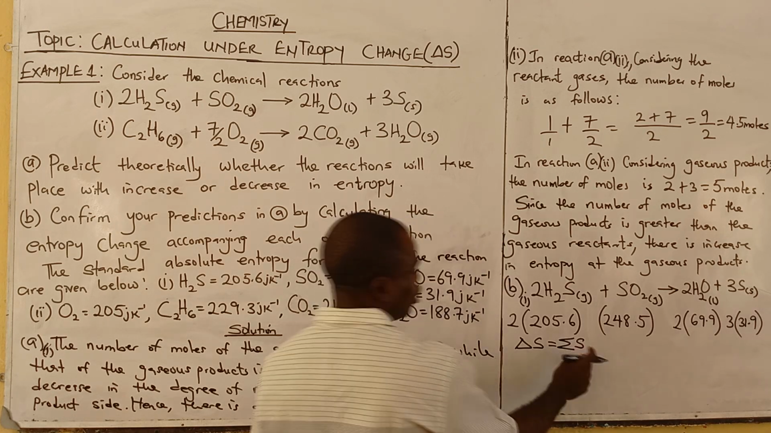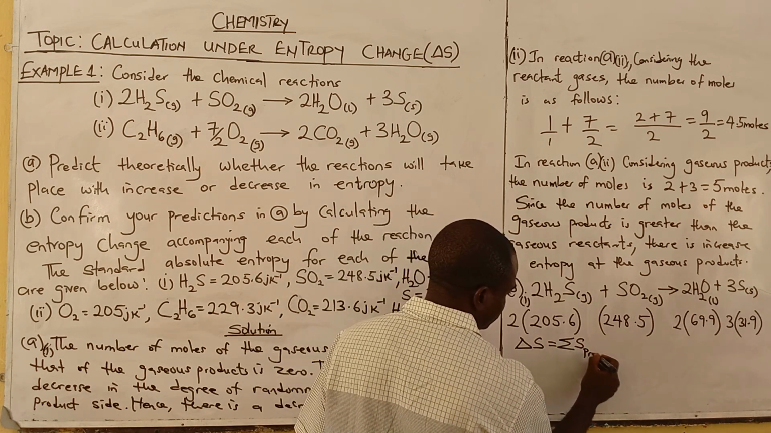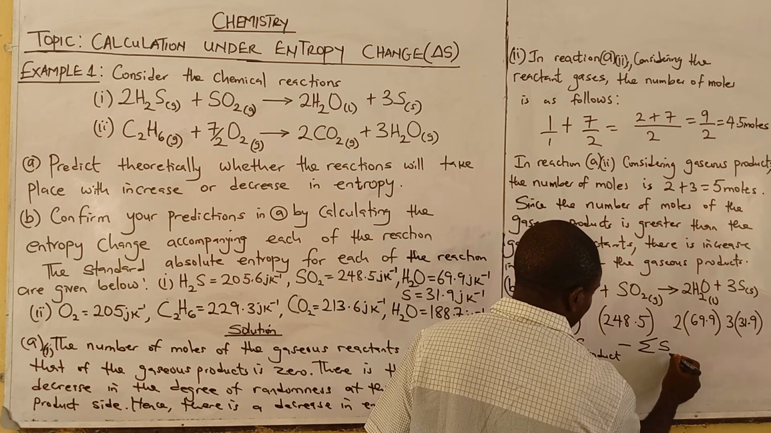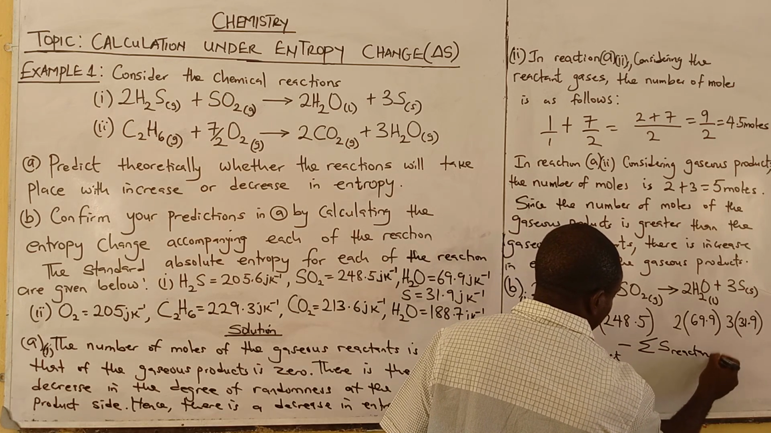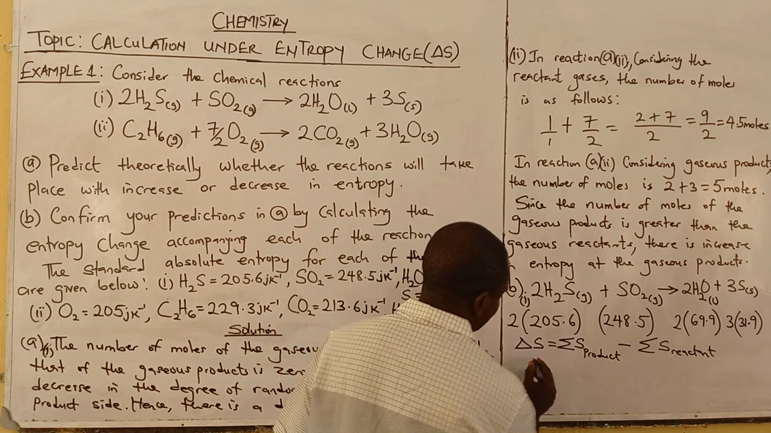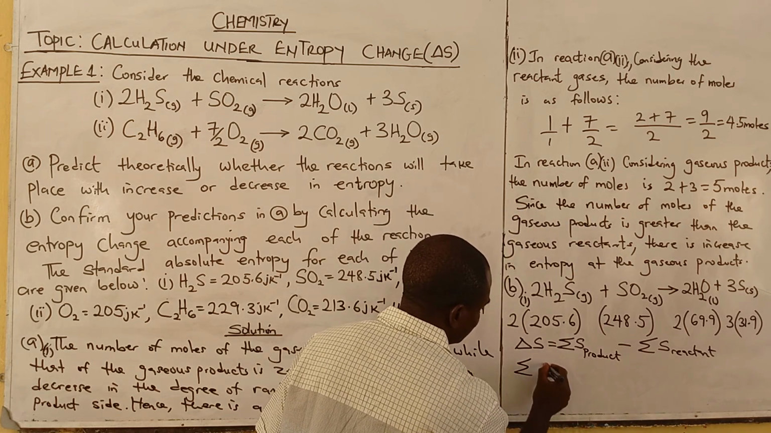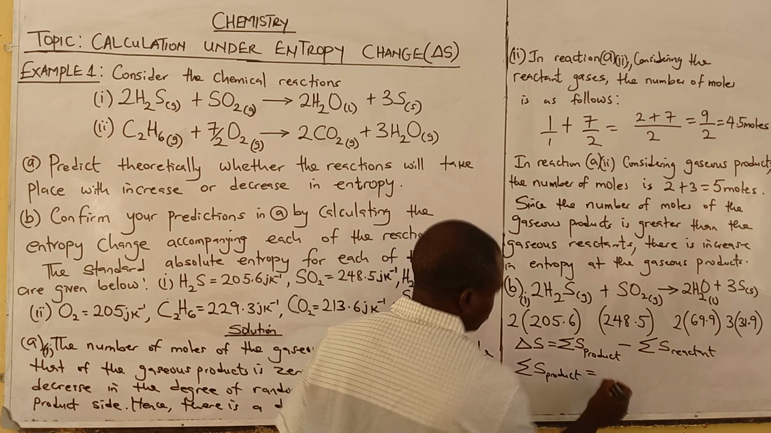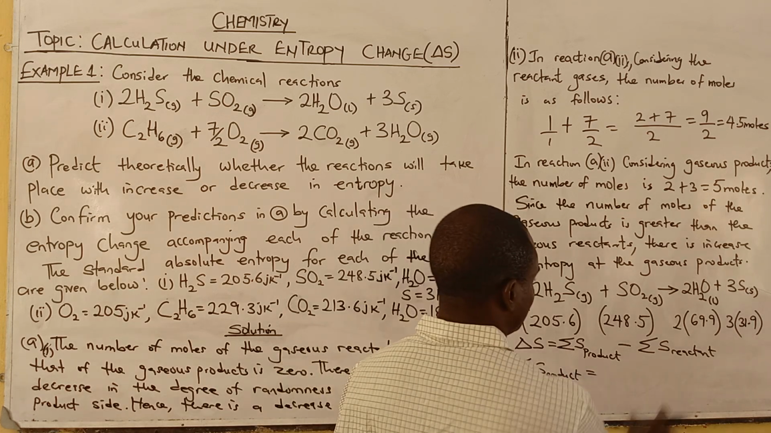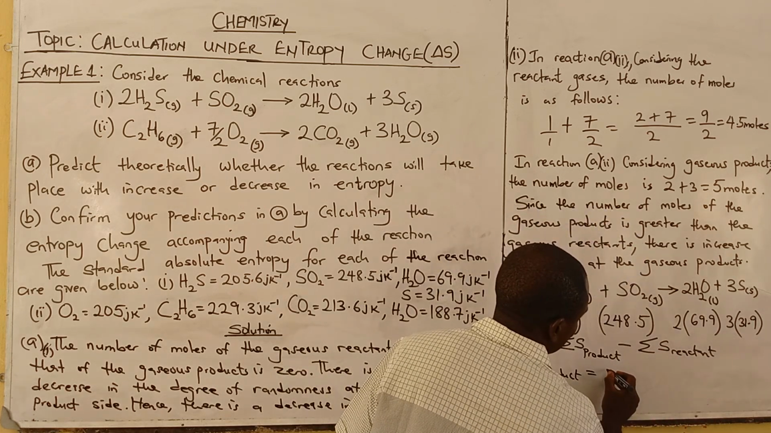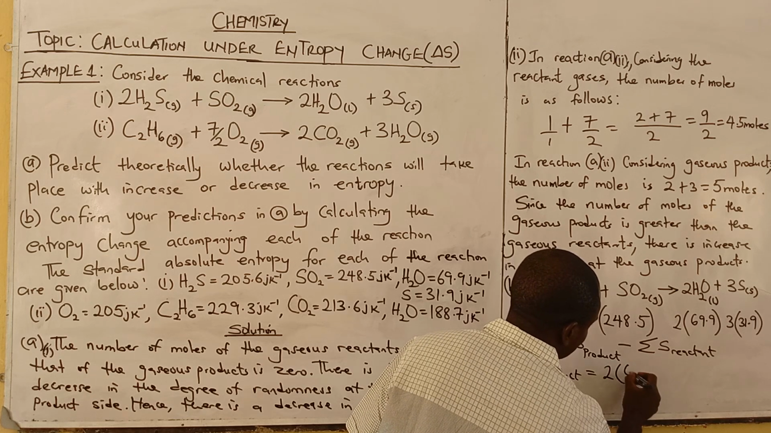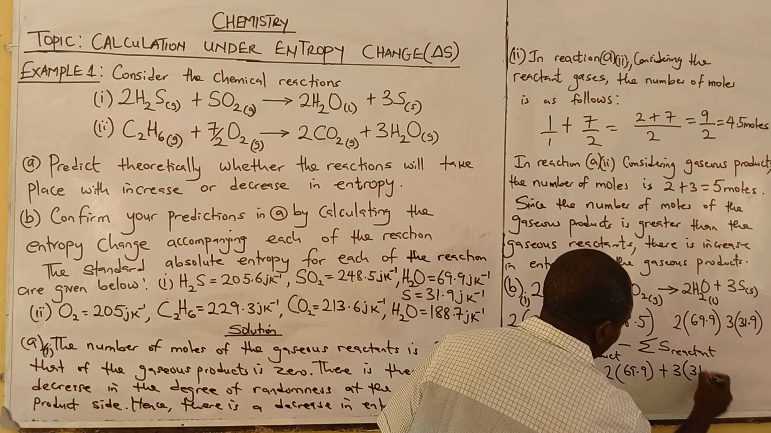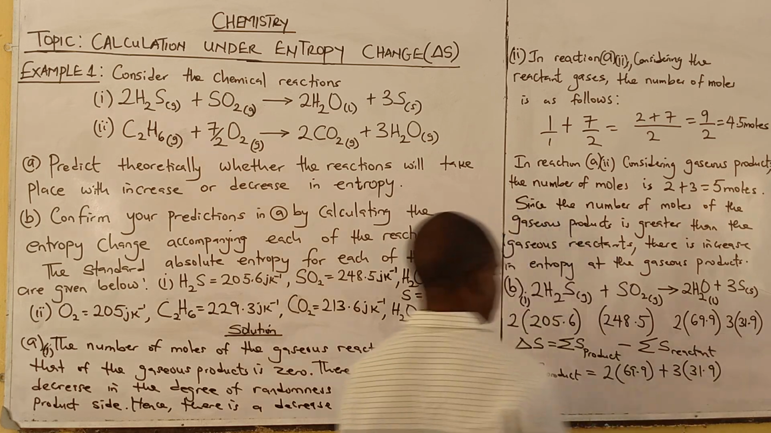And don't forget that we have the formula which says change in entropy equals summation of all the entropy at the product side minus summation of the entropy at the reactant side. And let's do that of the product first. Summation of the entropy at the product equals 2 into 69.9 plus 3 into 31.9. We are considering the product first.